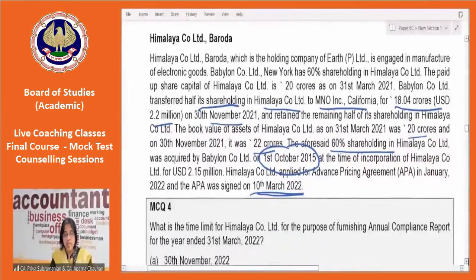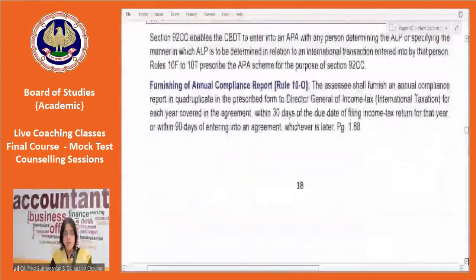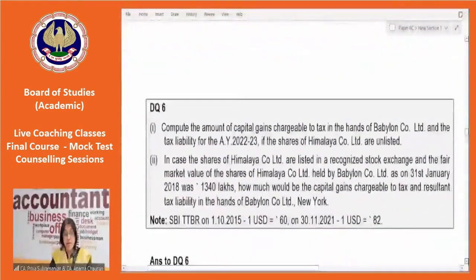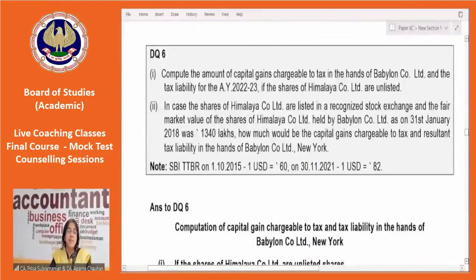Now let me go to the descriptive. There's an MCQ and a descriptive question. Descriptive question, I'll run through it fast because we have very less time. See, compute the capital gains chargeable to tax in the hands of Babylon Company Limited and the tax liability if the shares are unlisted. Okay, if the shares are unlisted.